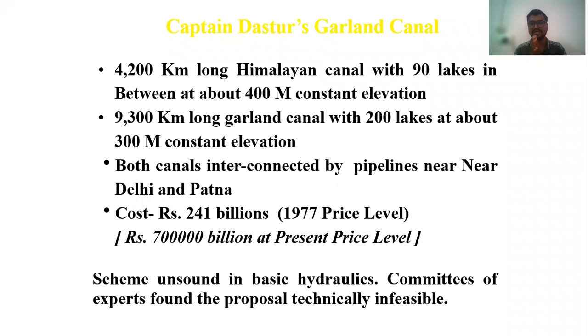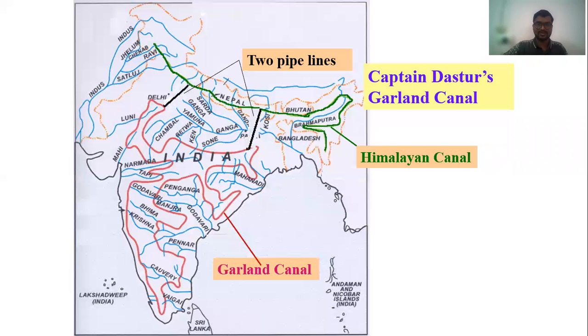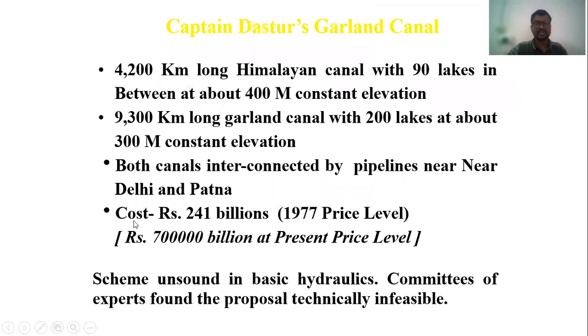Both the canals are interconnected by pipelines near Delhi and Patna. Here we are finding this is near Delhi and this is near Patna. Both of them he has proposed will be connected by pipelines, okay, near Delhi and near Patna. Okay, and cost is about 241 billions in 1977. Okay, and now present price is about 7,00,000 billion at present price level, but that was before 2 years.